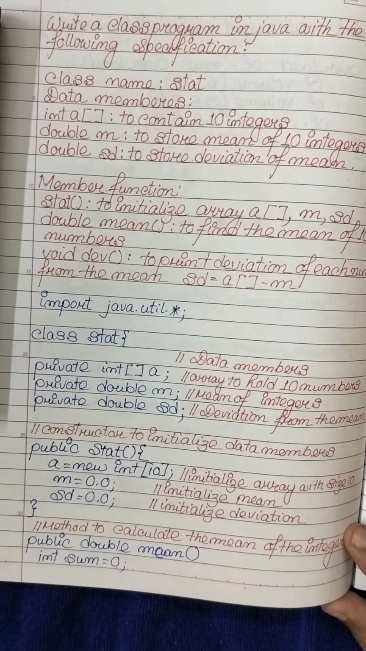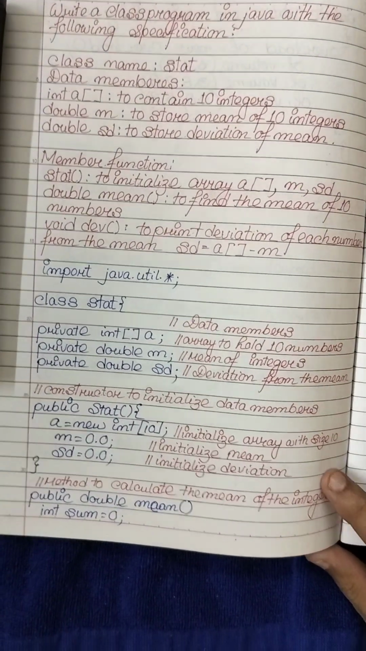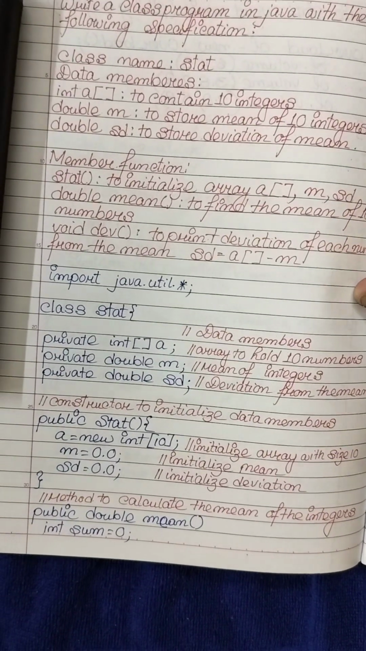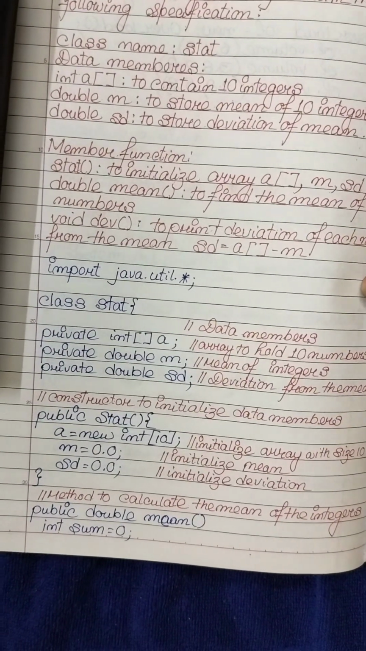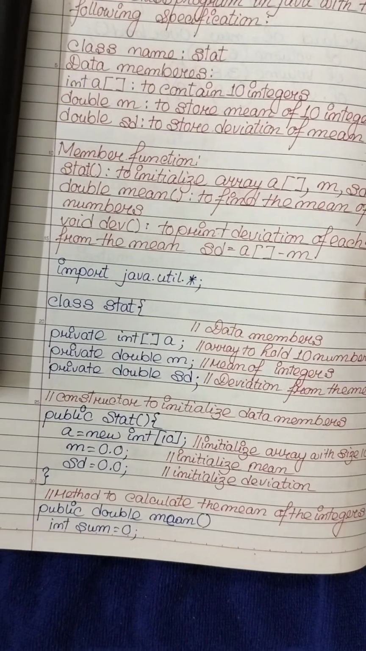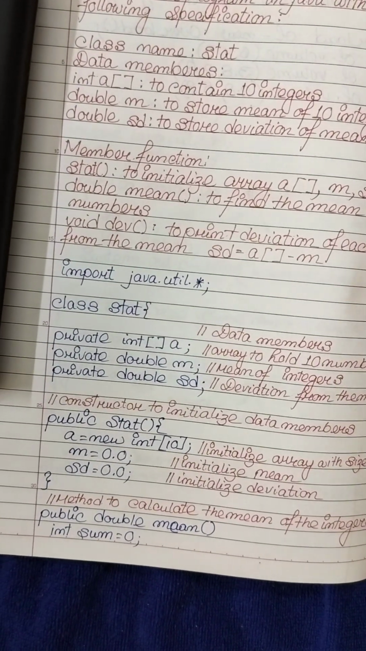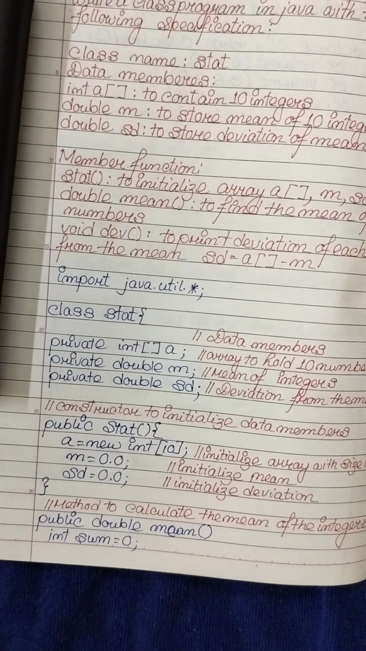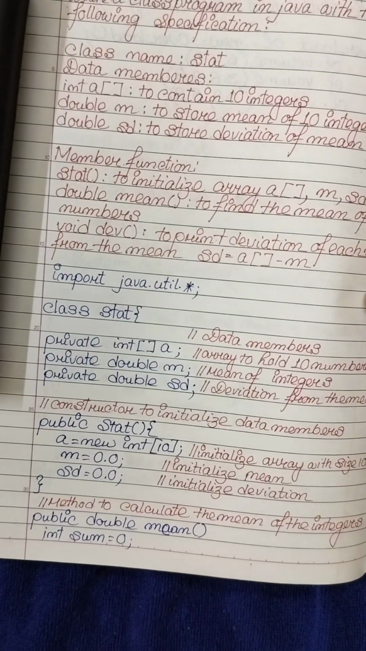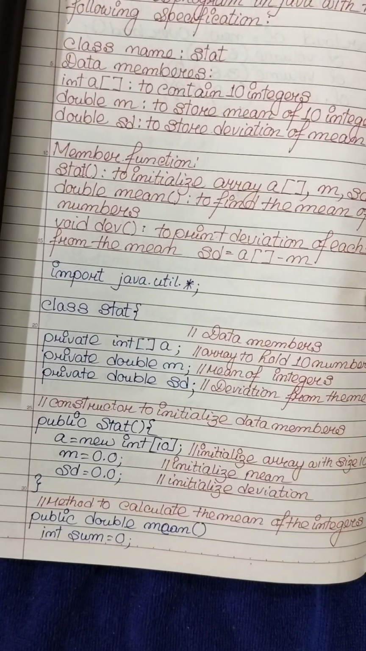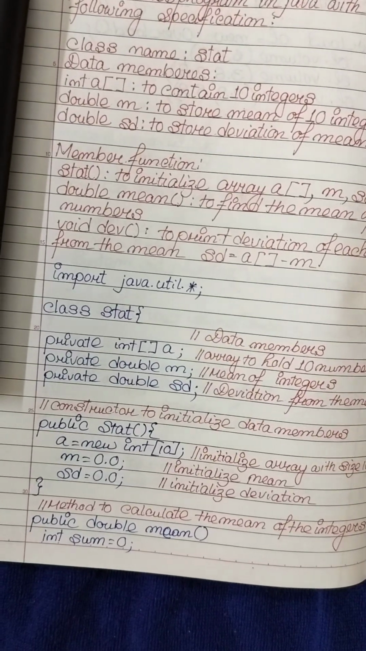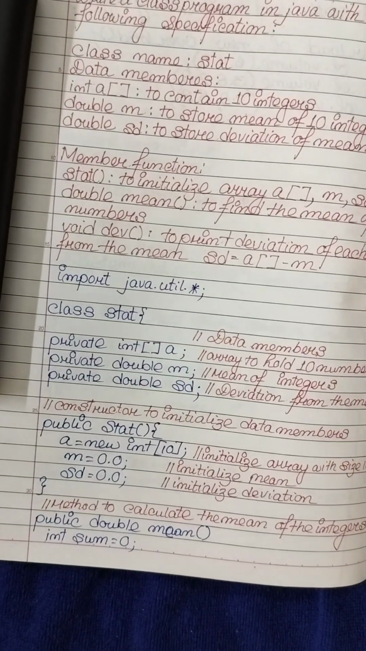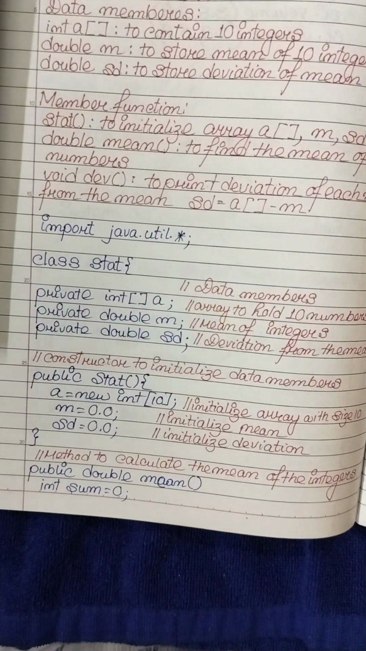Import java.util.*. This is the header file of Java, and we have to use it in every program. Next we are starting with class stat, and the data members are private int array a, which holds 10 numbers. In the constructor declaration we will declare the 10-element array. Private double m, which stores the mean of the integers. Private double sd, the deviation from the mean.